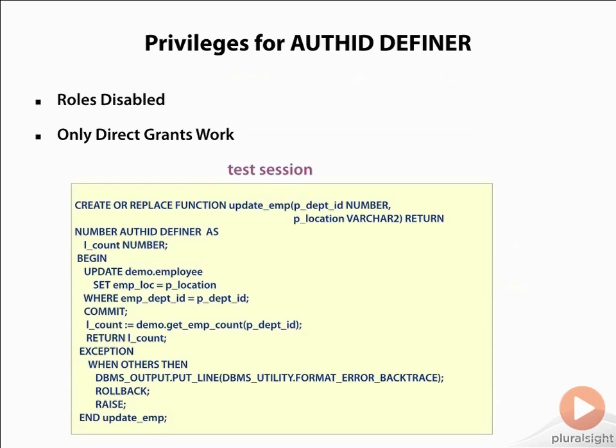When compiling subprograms using the AUTHID DEFINER clause, roles are disabled and only direct grants would work inside the subprogram. So here, user test starts a session and tries to compile a function updateEmp referring to the demo.employee table and demo.getEmpCount function. If the privileges are granted through a role, then there will be compilation errors as Oracle will not be able to resolve the external references to the demo.employee table and demo.getEmpCount function. Only when direct grants are made would user test be able to compile the procedure successfully.